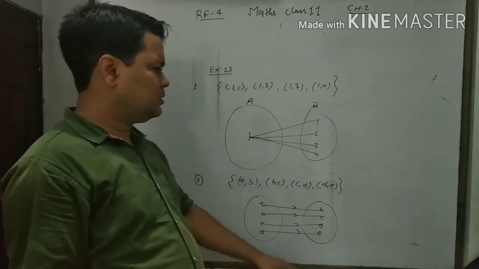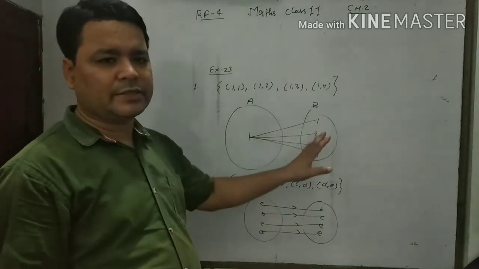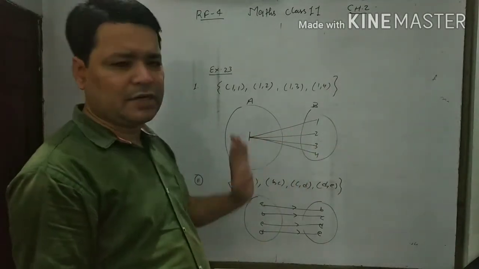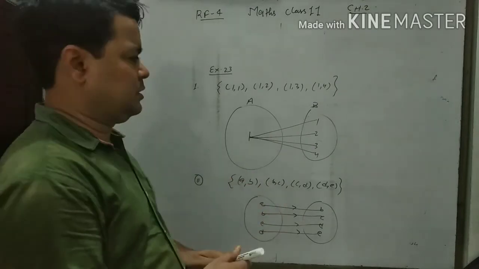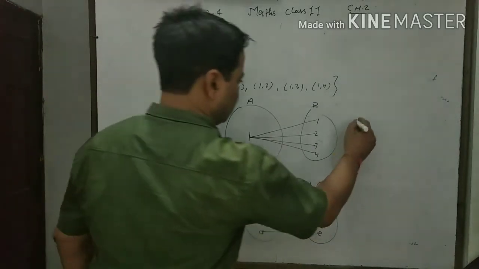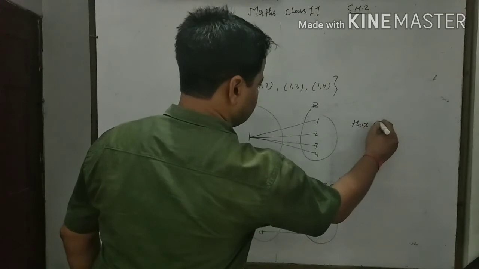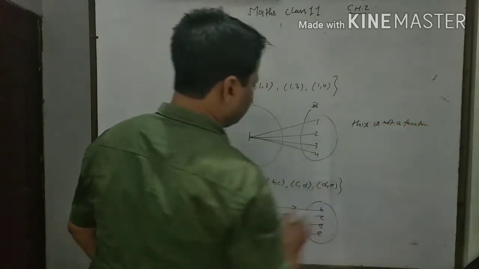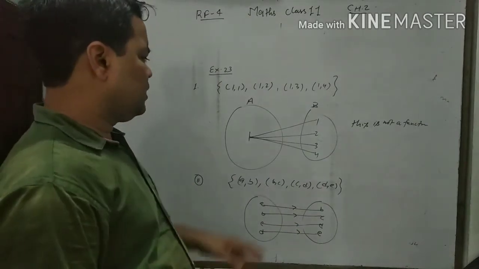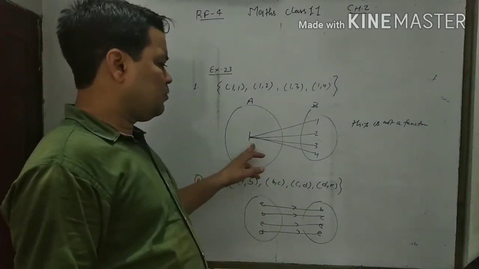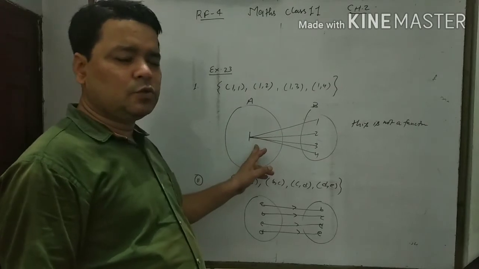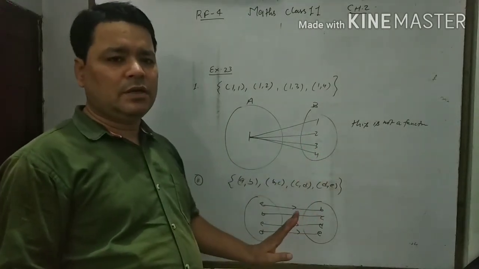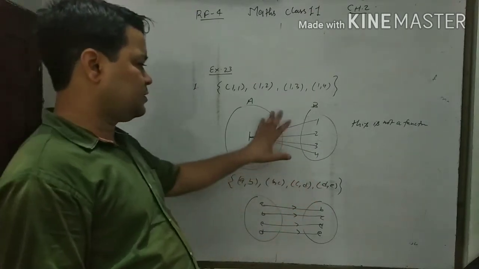According to function, this is not correct. According to the definition of the function, it is not possible. It may be a relation, but not a function. Therefore, this is not a function. Why? Because one element of A does not have a unique element in B. This is the explanation behind this question.